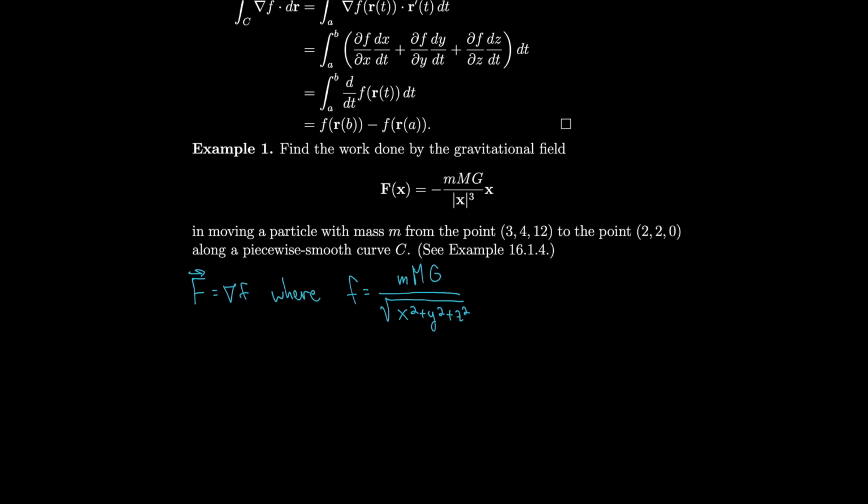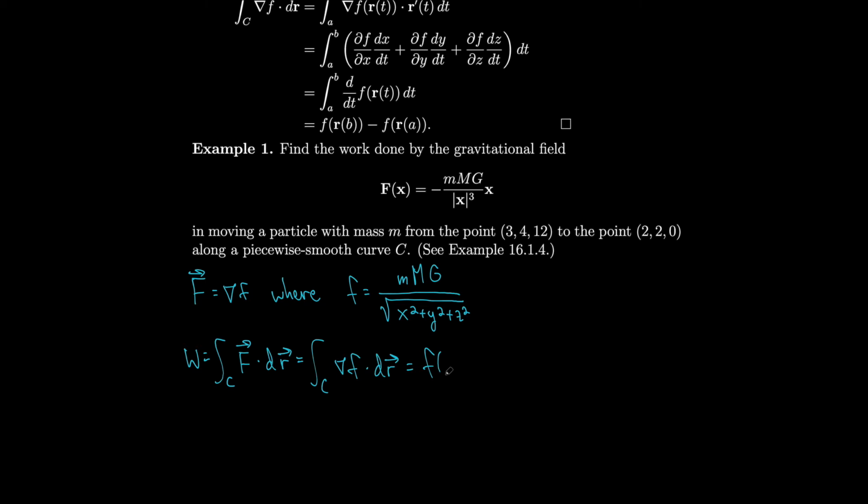So not only do we need our vector field to be conservative in order to use this, but we actually have to know what the potential function is. But in this case we do. So our work is equal to the line integral over C of F dot dr, which is equal to the line integral over C of del f dot dr, as we just saw, with f equal to what we just wrote out.